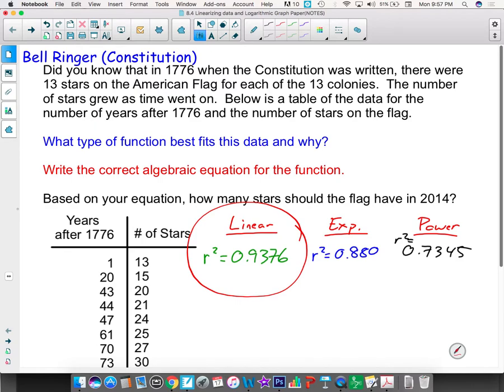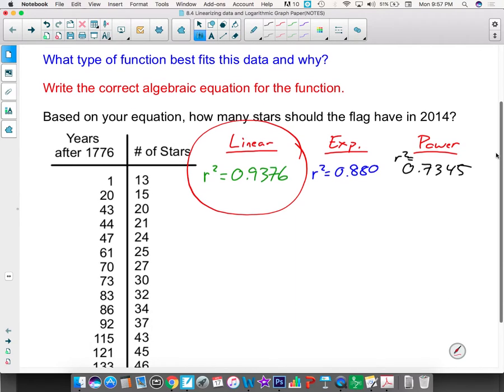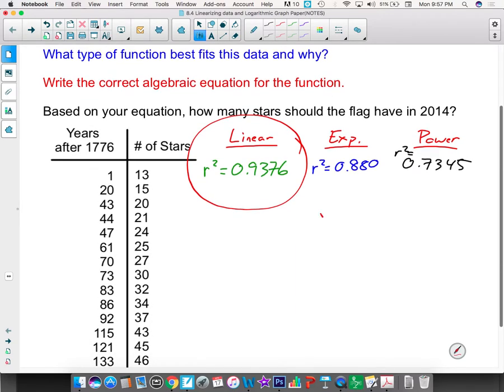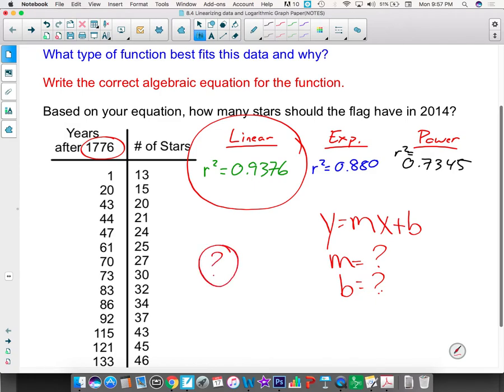I don't have this one worked out for time's sake, but you guys should have the equation that the calculator gives you for your y equals mx plus b. It gives you m equals something and b equals something. So you're going to use those values, and it says how many stars should the flag have in 2014. So you're going to find years after 1776. That's what you're going to plug in for x. And then you should get your answer, whatever that is. Please share with each other, see if you guys got the same answer on that problem.